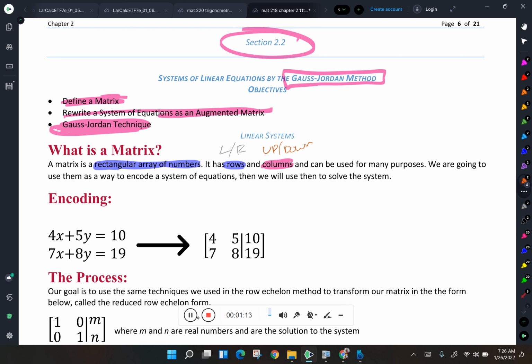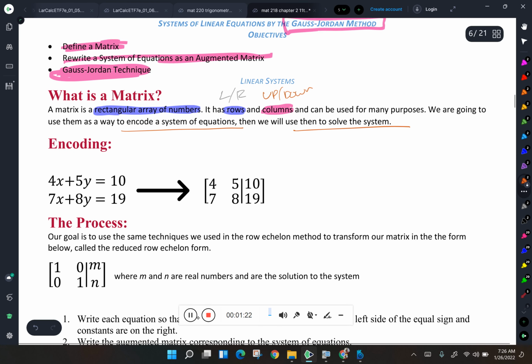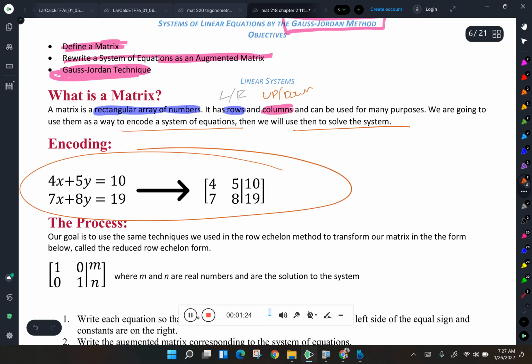And there are a lot of different uses for matrices. There are a lot of different ways that one can use a matrix. We are going to look at a way to use those to encode systems of equations and then solve that system of equations. The process of encoding a system of equations just requires us to strip out all the unnecessary parts and only hold on to the necessary parts.